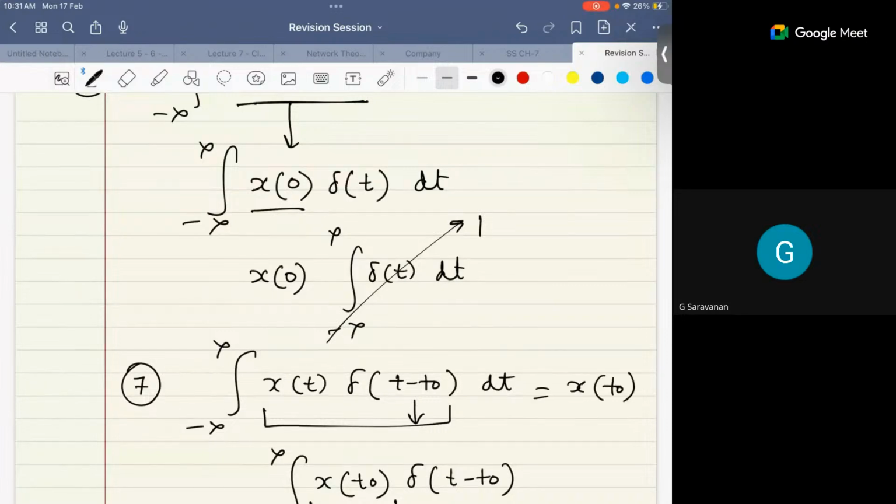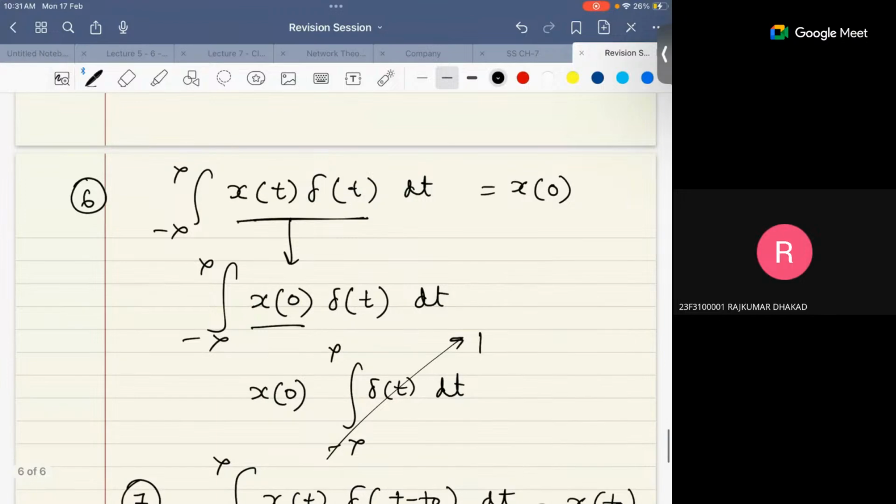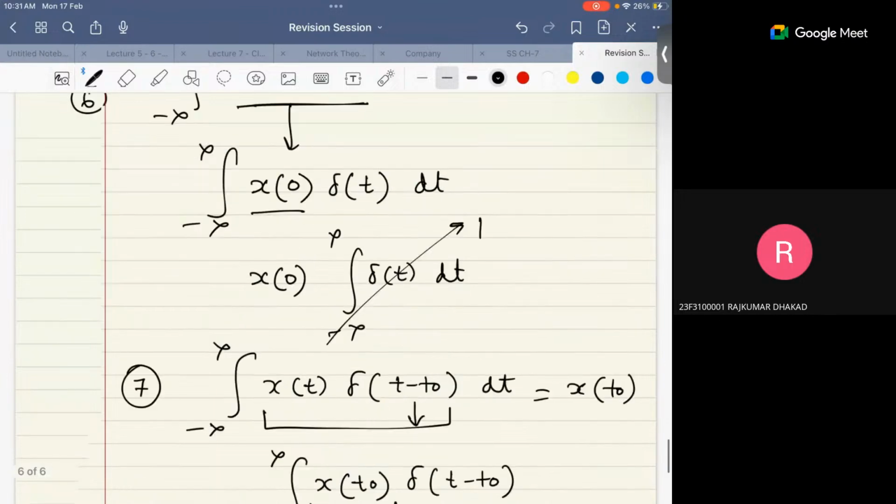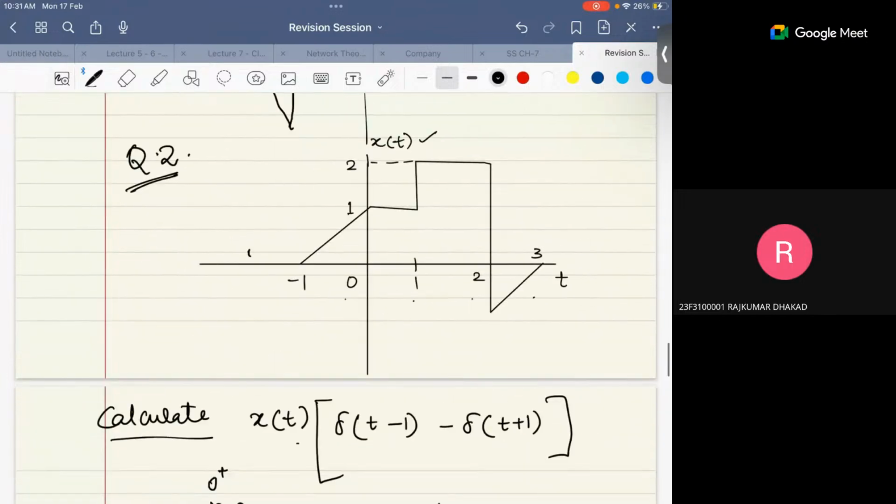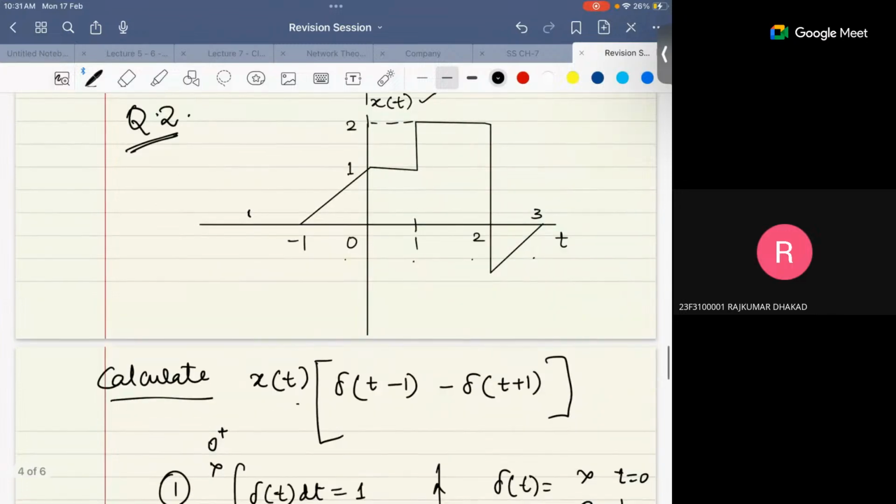Any doubt in this? No, sir. Okay. So if you don't have a doubt, let's solve this problem. Your problem was this question: x(t) was given, and then you have been asked to calculate x(t) delta of t minus 1 minus delta of t minus 1. What will be the value? How will you represent that?